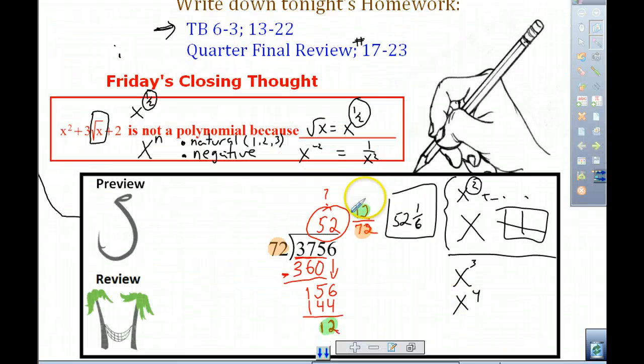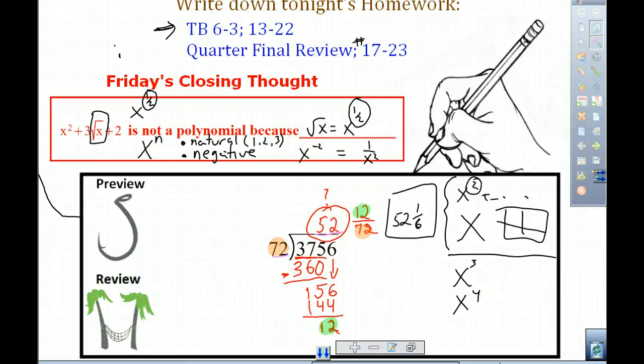You want to note, what is 52 times 72? What's 52 times 72? Quick. 3,700. Yes, these two numbers multiply to here, 3,756. That's what we're trying to figure out. We say, well, 72 is a factor of this number. What's the other factor? Okay, that's 52. 52 times 72 is 3,756.